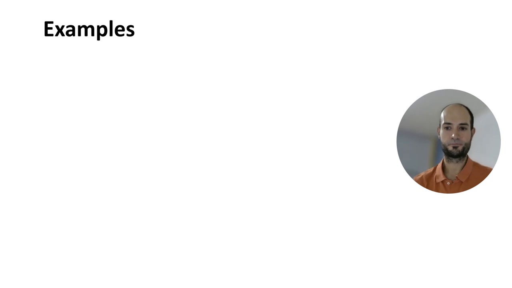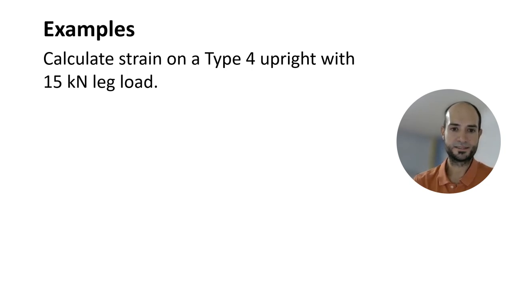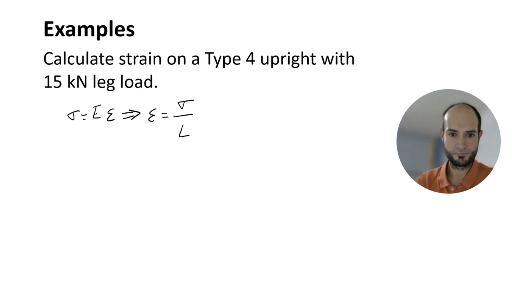Now let's do a couple of examples with stress and strain. Calculate strain on a type 4 upright with 15 kN leg load. Now, we have our equation. Stress equal Young modulus times strain. We know the leg load, so we can find stress, and we want to calculate the strain. So that strain equals stress over elastic modulus.